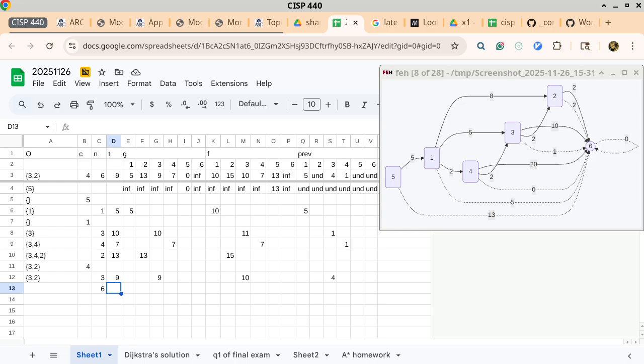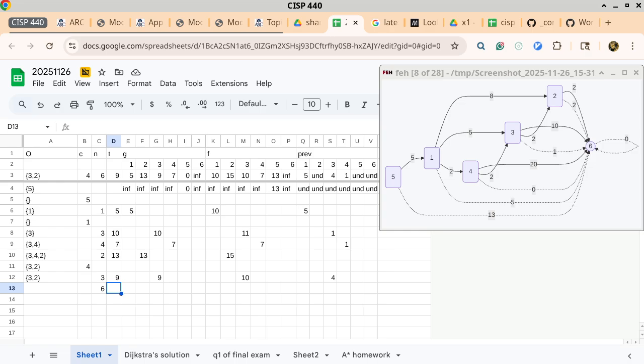The arc or the edge from 4 to 6 is over here. Ooh, that is super expensive. It is 20. Okay, so now we are adding that 20 to the 7. That makes it 27, if my math is right.